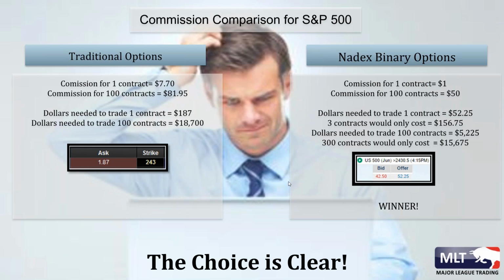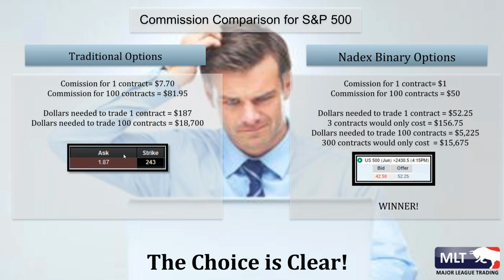Let's compare the S&P options, traditional options, to a Nadex binary option. So this was an at-the-money strike. It was $243 when I took it. The ask was $187. So $187 is the minimum it's going to cost me to place this trade. An at-the-money contract in Nadex, the minimum at the time was $52.25. So it would cost me $52.25. I could either buy 3 of these or 1 of these. The commission is still going to be cheaper just buying 3 contracts than it is buying 1 in a traditional option, because this is $1 a piece. This is a minimum of $6 a side, or right around $5.50.